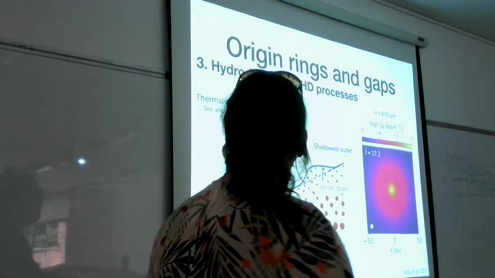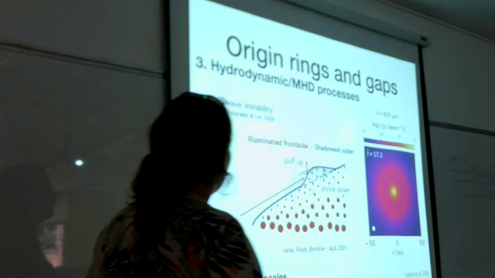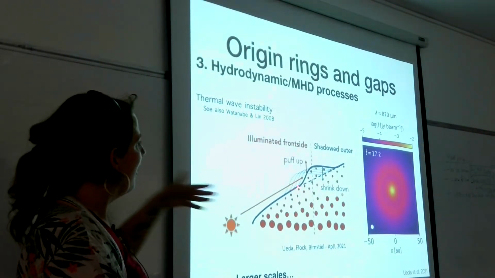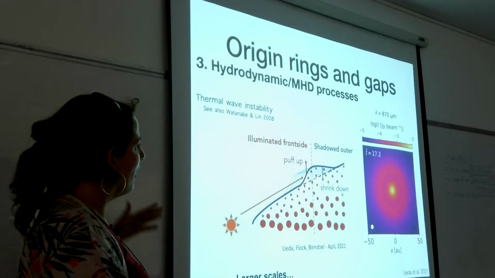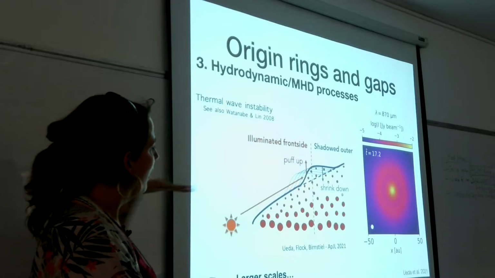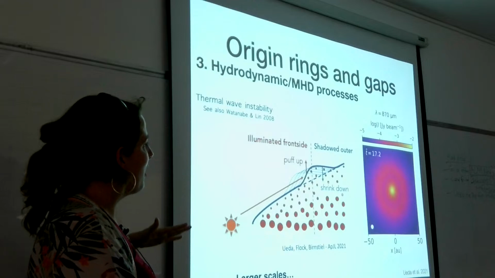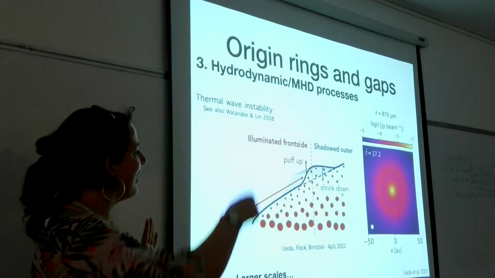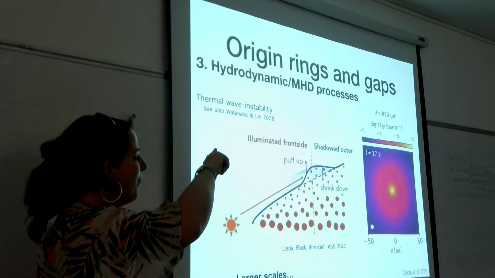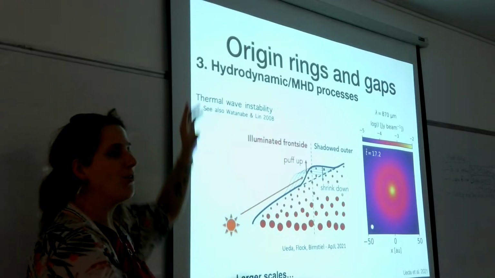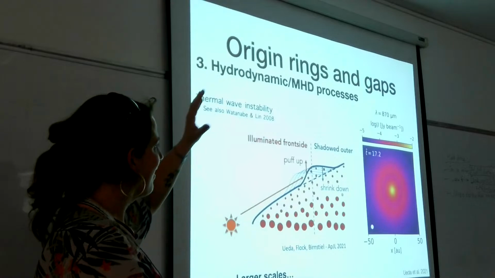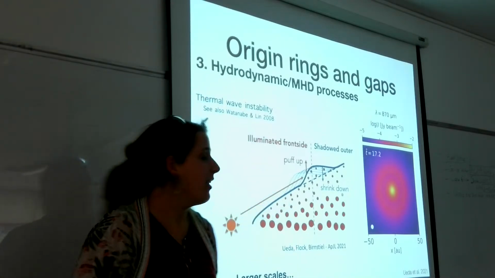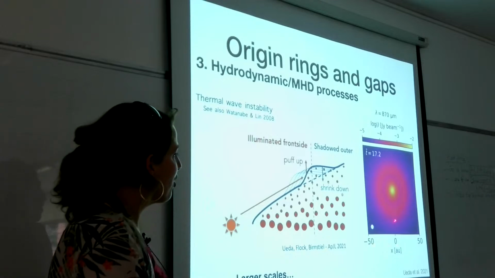Then there is this thing called the thermal wave instability. The idea here is that if the disk gets heated, at some angles the disk would essentially puff up, and then you get a shadowing behind it, and because of the instability, that would also get enhanced. And that would apparently result in dust rings. So this can actually happen at larger scales as well.